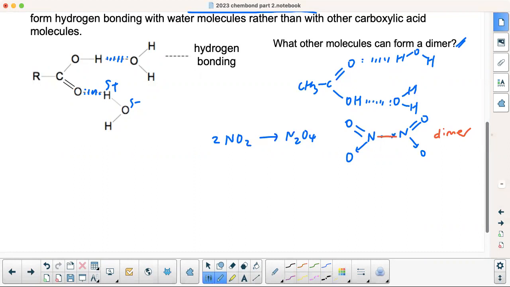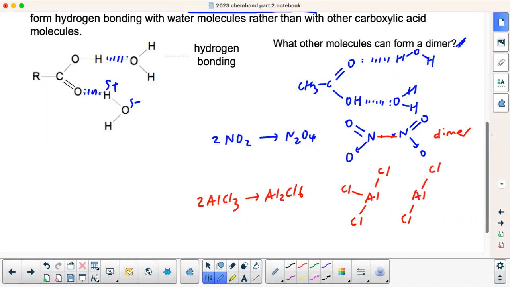The other one we also learned before is 2AlCl3, in chem bonding part 1, to form Al2Cl6. This is also another dimer. All right, so how do we learn it? Aluminum chloride has only 6 electrons around it. It needs 2 more electrons. So can somebody tell me where the aluminum is getting the 2 more electrons from? Anybody can remember? Where is Tarun? Tell me, where do you think the aluminum is getting the 2 more electrons from?